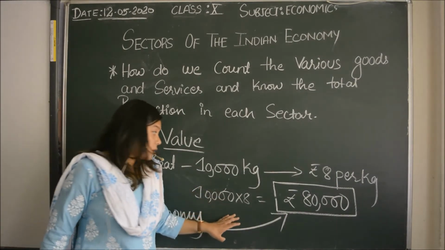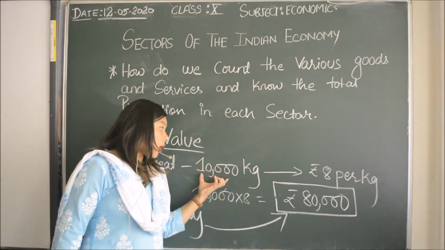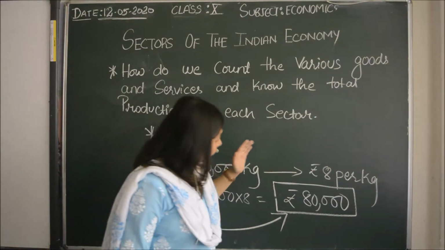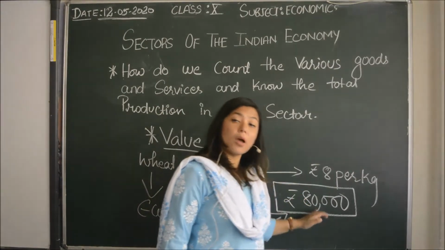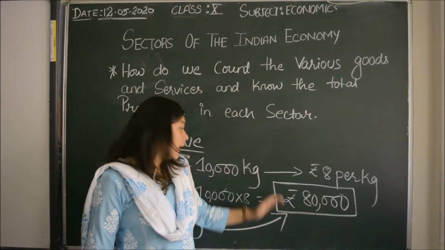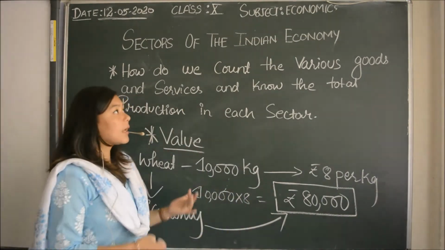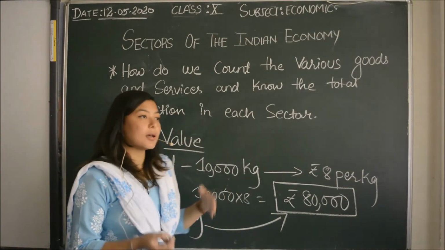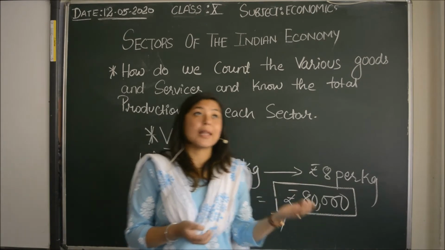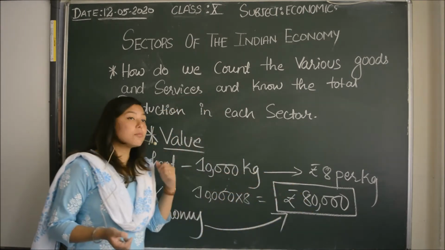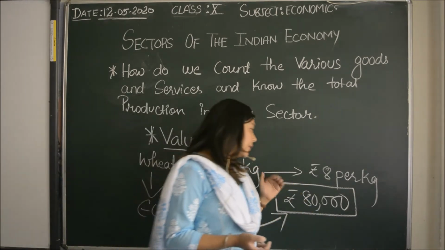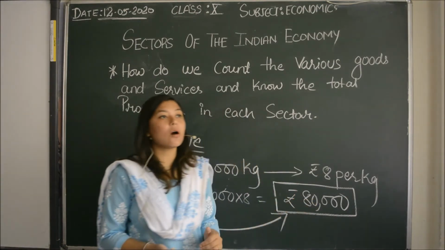I hope you have understood. We will not be taking into account the numbers, but we will only be taking the value of goods and services, that also in rupees. Now, why did economists say that we will not be taking numbers into account, but only the value of goods?